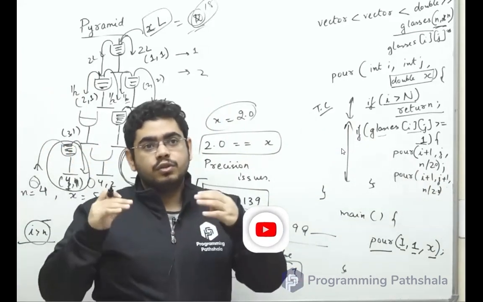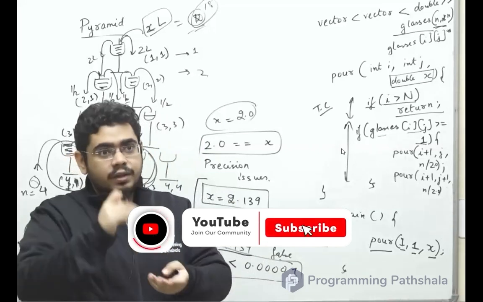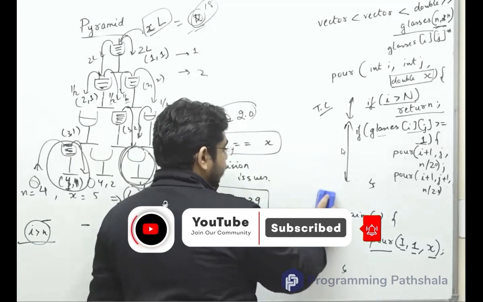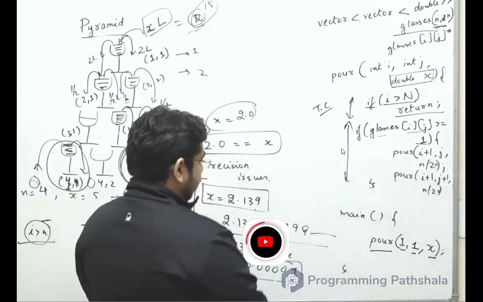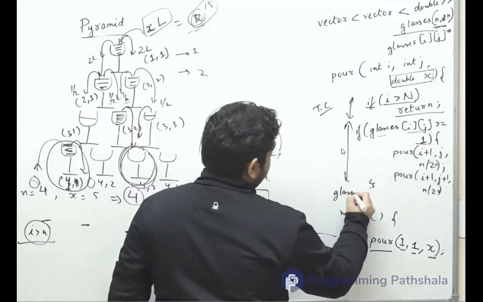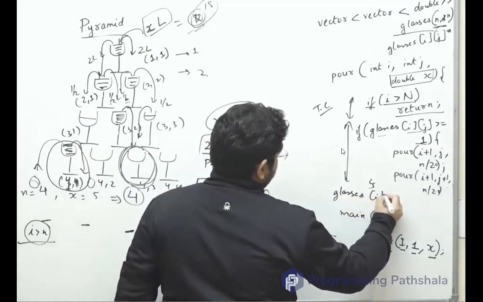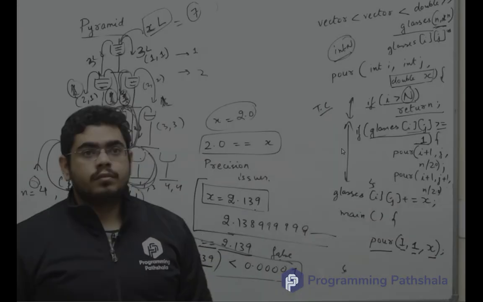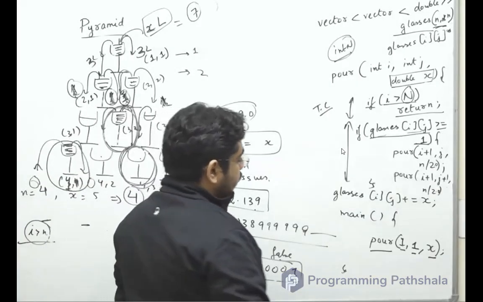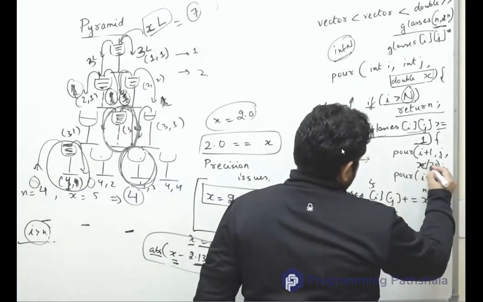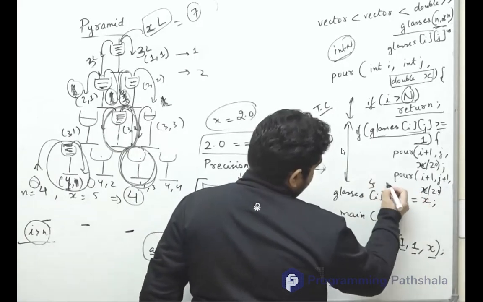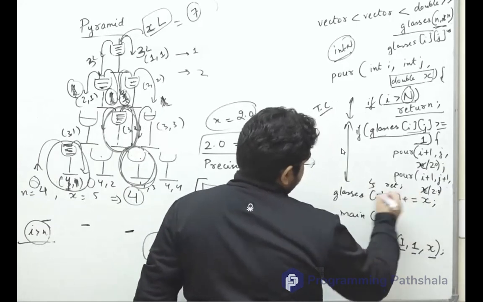Now, what if it was not full? First, we will fill it. Yes or no? So what we will say? We will say current glass, first you become full. glasses of ij plus equal to x. N by 2, it should be x by 2. Yes. And we should also actually return here because this case is over.